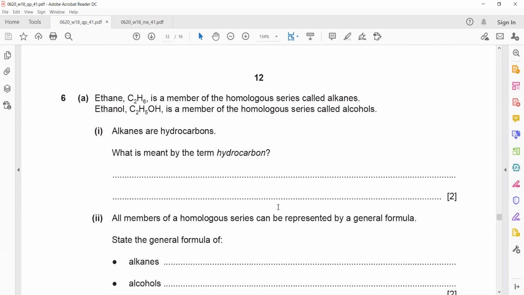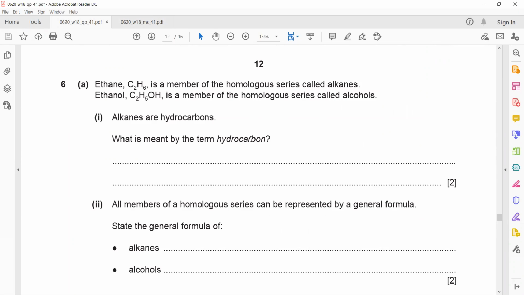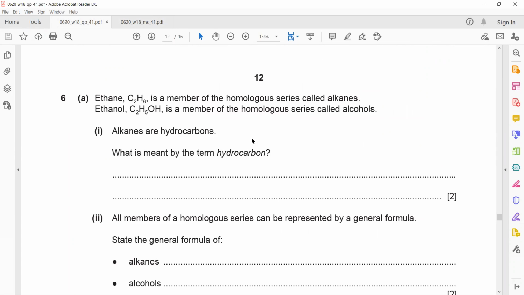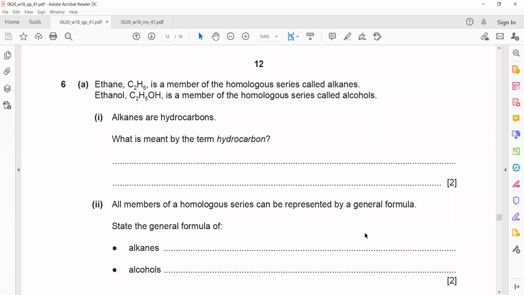Okay, in this question, this is about organic chemistry. Ethane, C2H6, is a member of homologous series called alkane. And ethanol, C2H5OH, is also a member of homologous series called alcohol. Alkanes are hydrocarbons. What is meant by the term hydrocarbon? Contain carbon and hydrogen only.